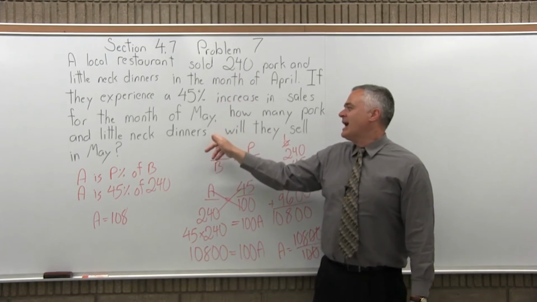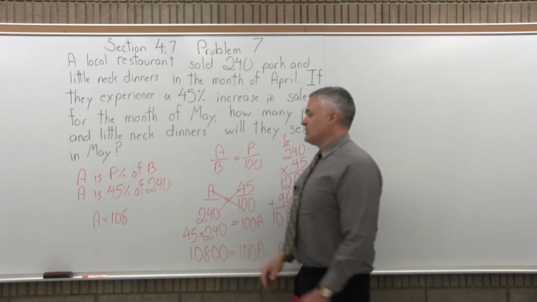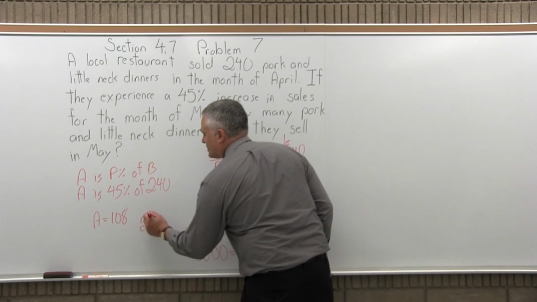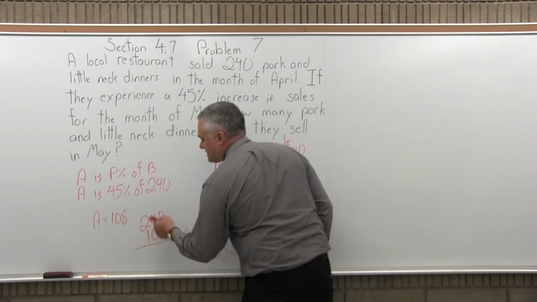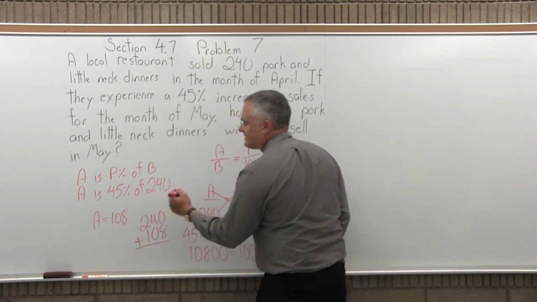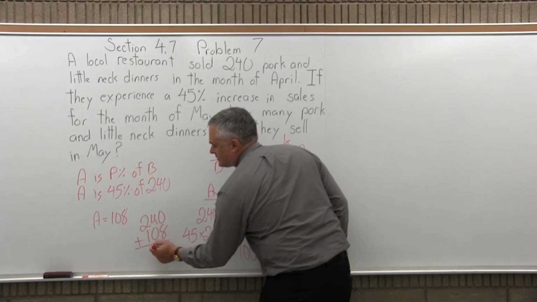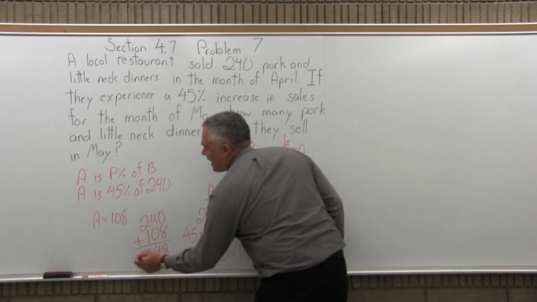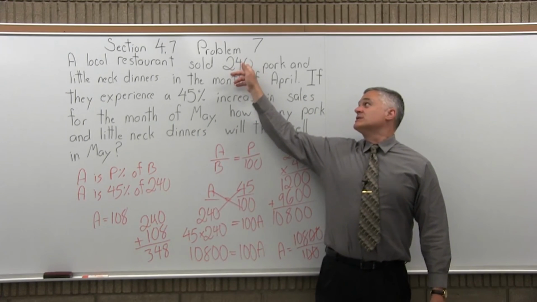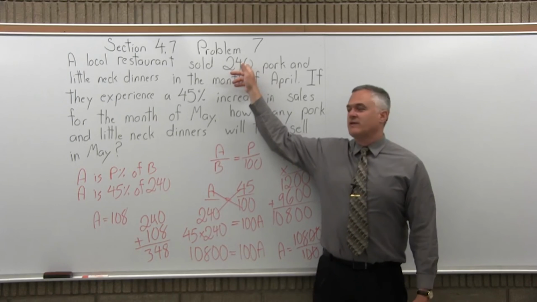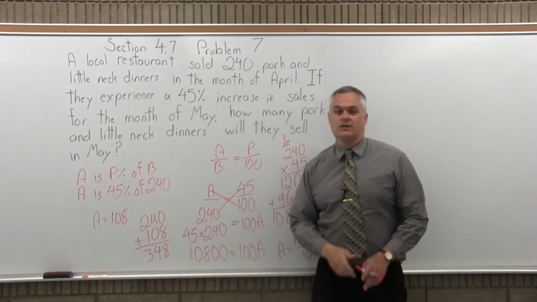The question asks, how many pork and little neck dinners are they going to sell in the month of May? So there'll be the 240 that they sold for April plus 108 more because of the 45% increase in sales. And if I add those, 0 and 8 is 8, 4 and 0 is 4, 2 and 1 is 3, 348. So if they sold 240 of those dinners in April, they experienced a 45% increase for the month of May. In May, they will sell 348 pork and little neck dinners.